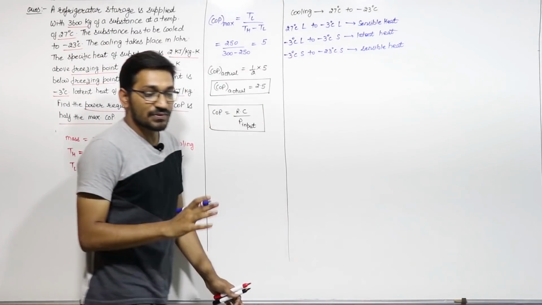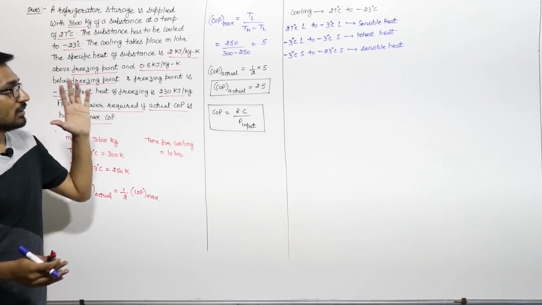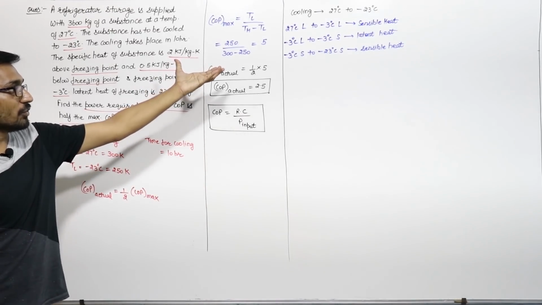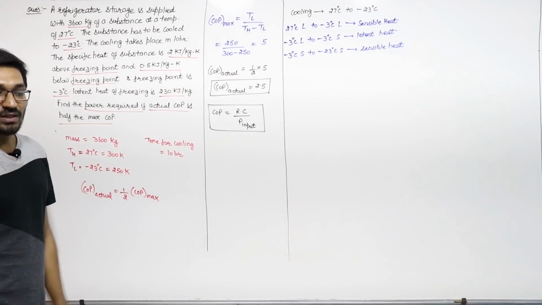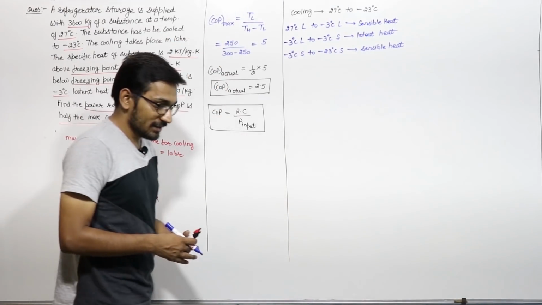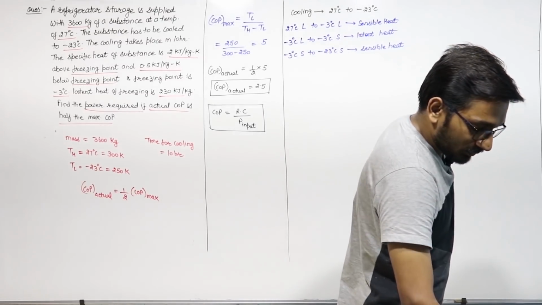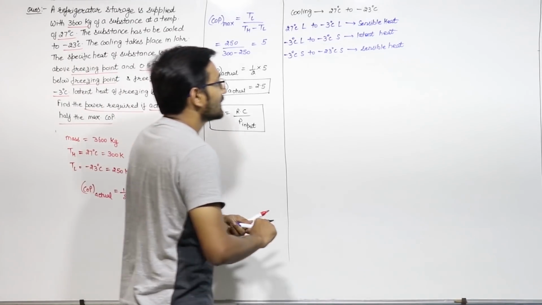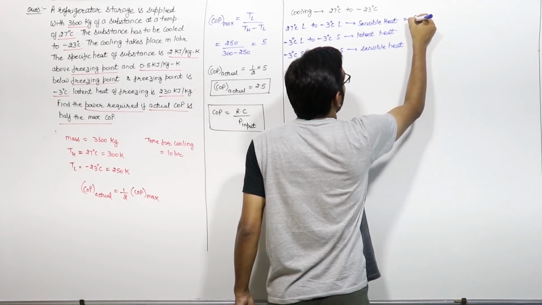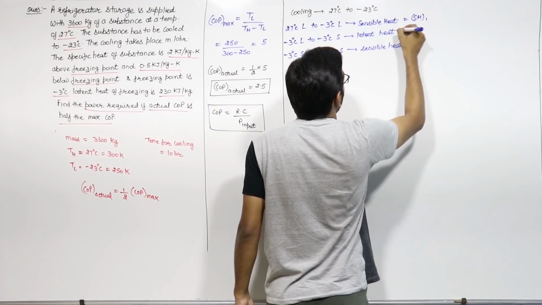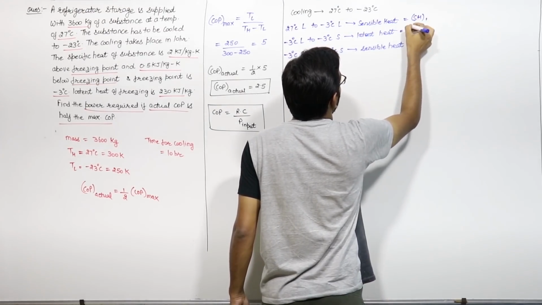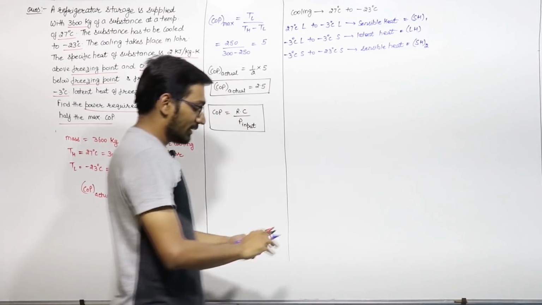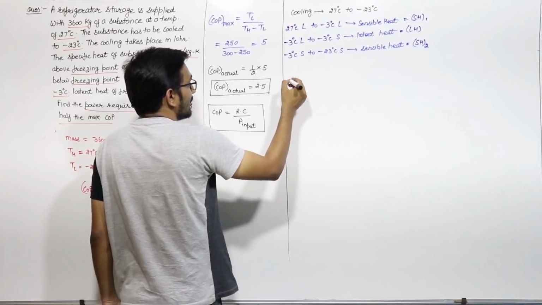This is the basic concept of thermodynamics. We know how the temperature will change, and if phase change occurs, we have to remove latent heat. If temperature is changing, then we have to remove the sensible heat. Now let us say this is sensible heat 1, this is latent heat, and this is sensible heat 2, right? Now first of all, we'll find sensible heat 1.